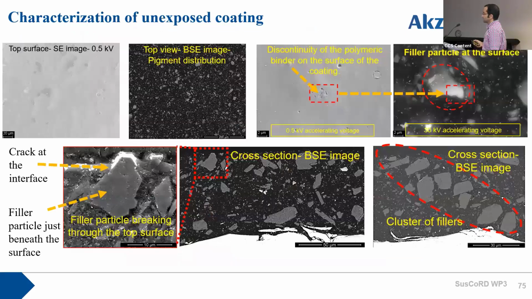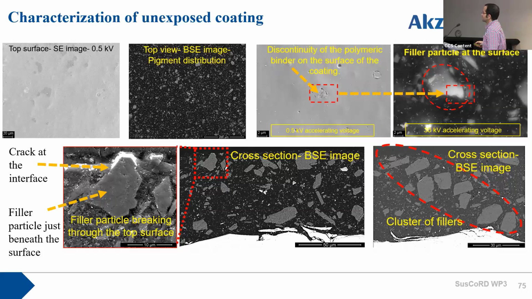So let's start the characterization of the coating by looking at the unexposed panels. I used SEM at different accelerating voltages to look at the surface of the coatings. As you can see, the surface looks smooth, but when we increase the accelerating voltage, we can see the distribution of the pigments within the coating, which appears to be random. Now, if we look at higher magnification and zoom in, we can actually see some discontinuities within the top surface of the coating. In most cases, these discontinuities are associated with pigments exactly underneath the coating.